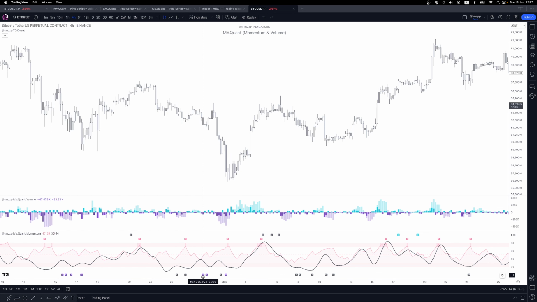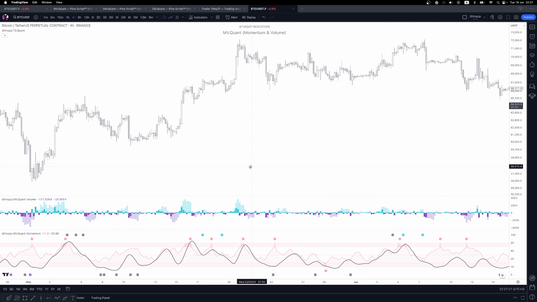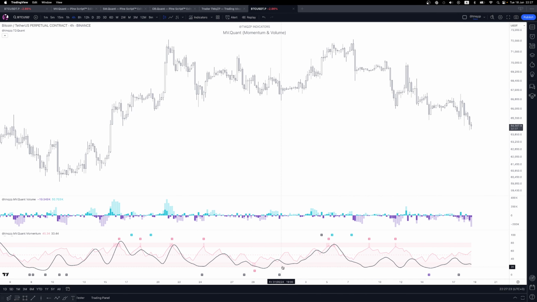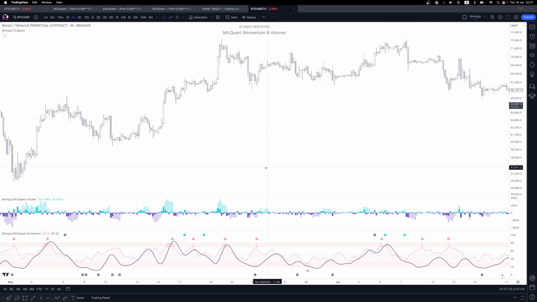But you can see that the dual divergences are a little bit less common and tend to time the market a little bit better than just the singular ones, but you can see them all at the same time and play around with them.